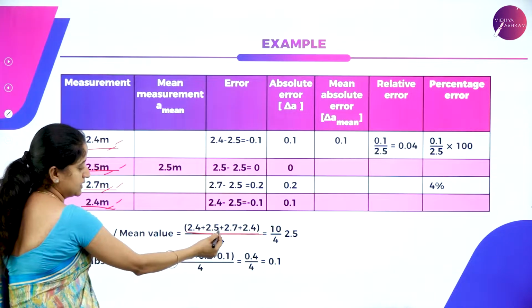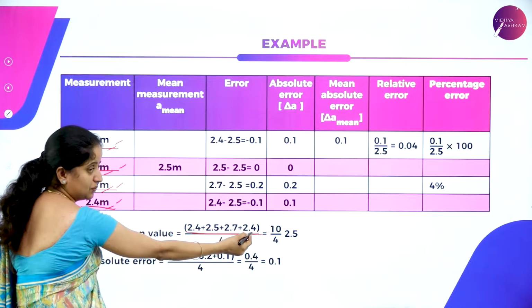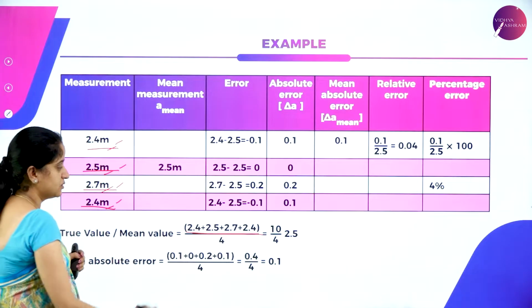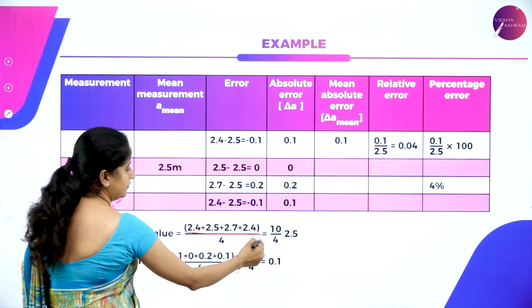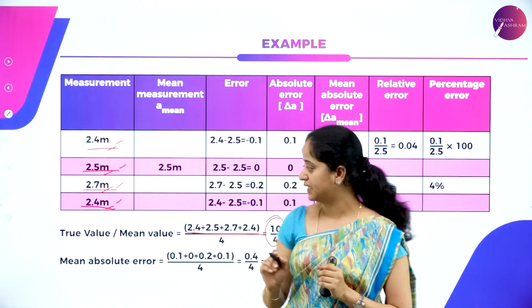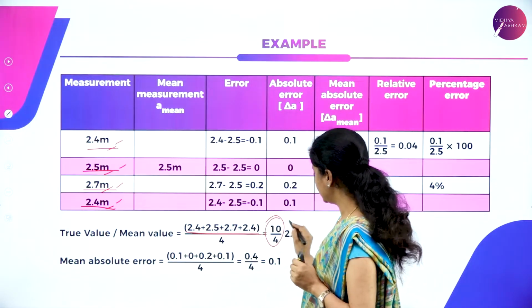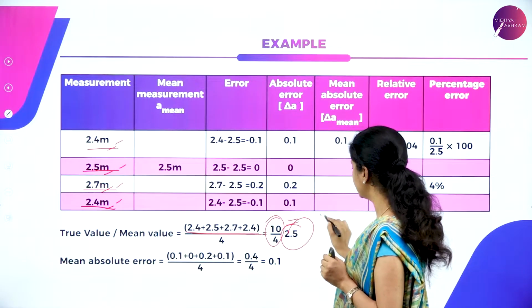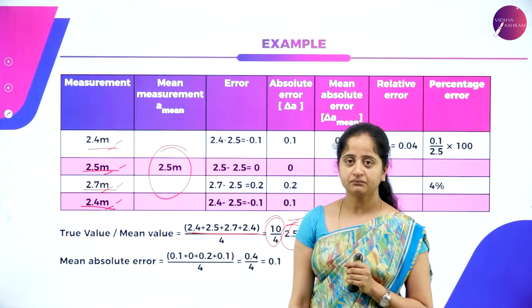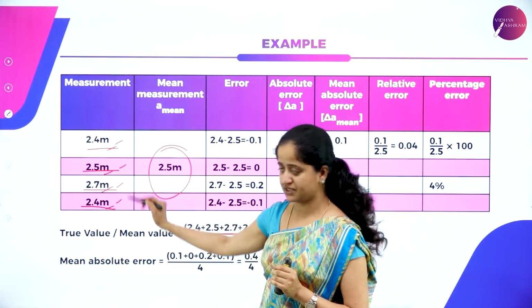So 2.4 plus 2.5 plus 2.7 plus 2.4 divided by the number of quantities we have, which is 4. So you add everything and we get 10 in the numerator and 4 in the denominator. By taking the ratio of this, we will get the answer 2.5. That is our mean measurement, or the average of these measurements.